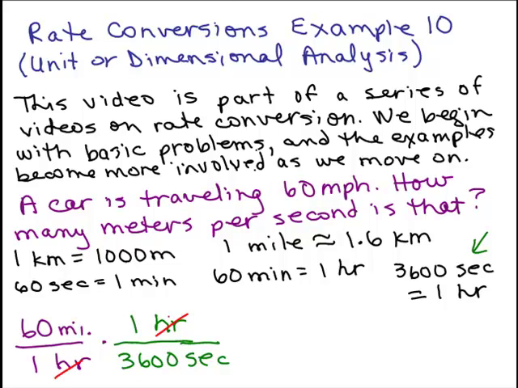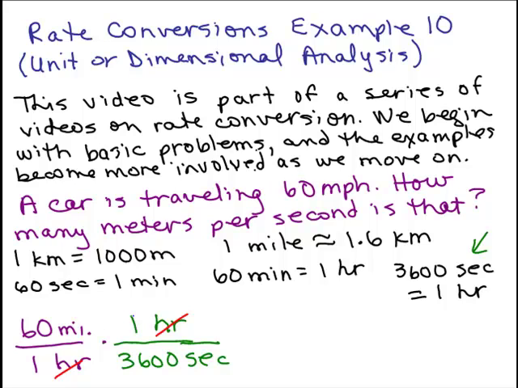Now, if you want to do this in 2 steps, you could put 1 hour over 60 minutes and then 1 minute over 60 seconds. So you could make 2 fractions out of that. We'll do that next. But because of space, it's helpful if you already know that there's 1 hour in 3,600 seconds. Okay, so we've got miles per second, and we want to get meters, right?